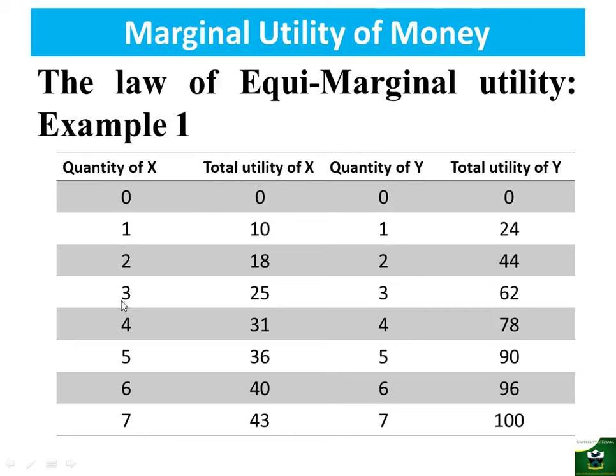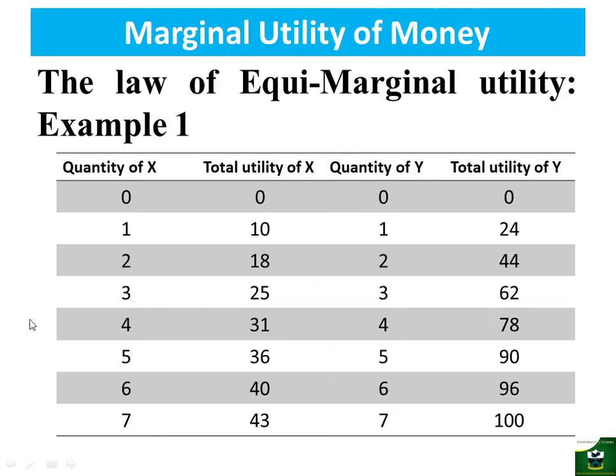That is the column for quantity, the column for the total utility of X, and the column for the total utility of Y. There will be no distinction, say this is quantity of X, this is quantity of Y. All you will know is at 0, X is 0 and Y is 0. At 1, X is 1 and Y is 1. At 2, X is 2 and Y is 2, and so on. So that should not confuse you at all.